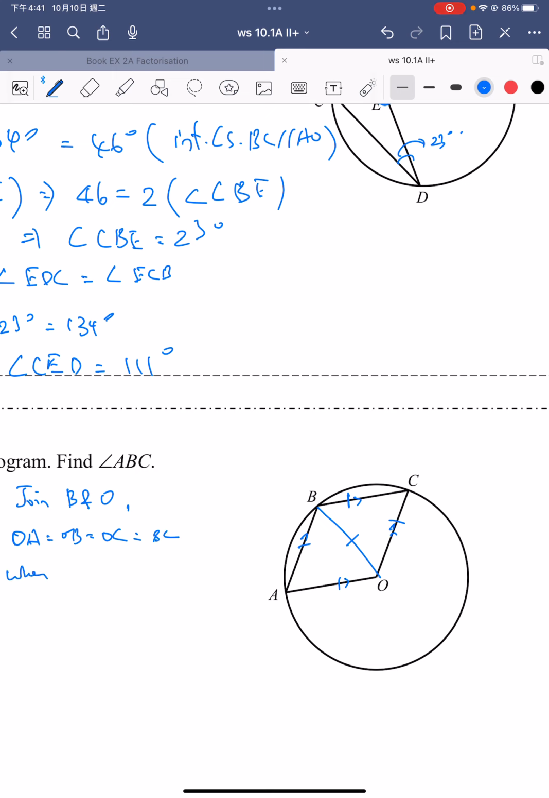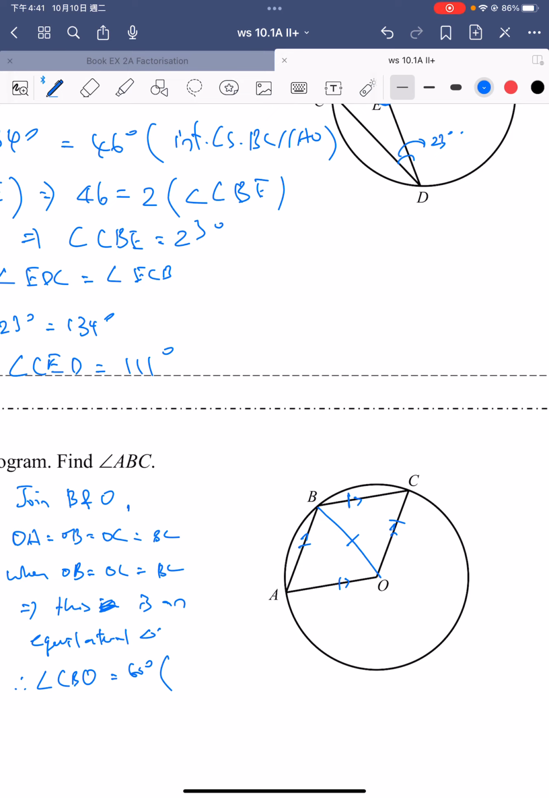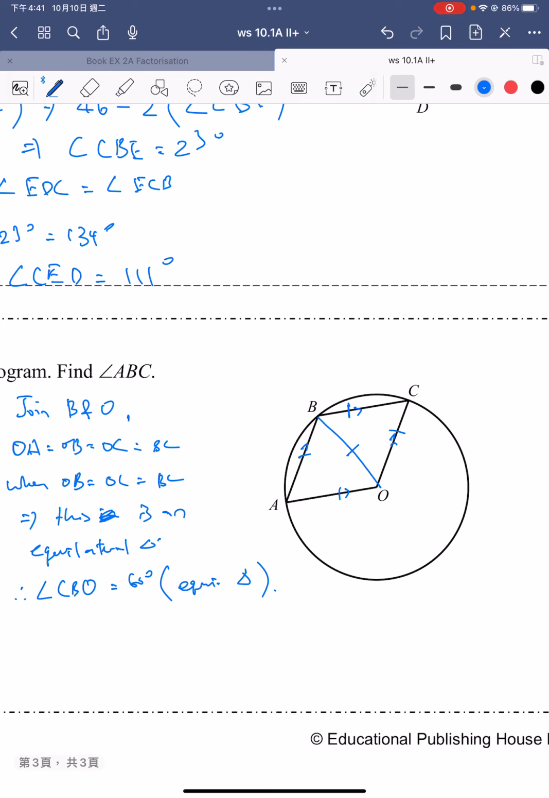So when we have these three lines equal, which means that this is an equilateral triangle. So now we have the angle CBO is equal to 60 degrees. And the reason for that is the equilateral triangle. So now we say that this is equal to 60 degrees.